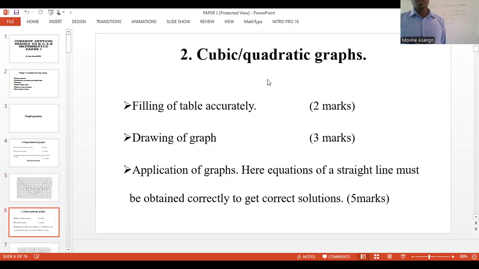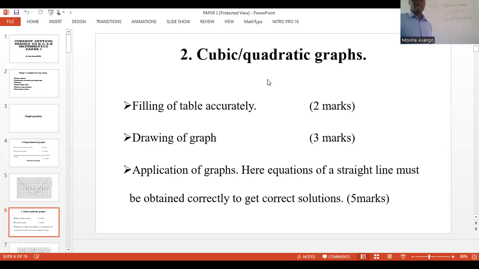The second type of graph, which also works similar to the first one, is quadratic and cubic graphs. The most important thing that you must know as a candidate is the shape of this graph, so that once you've drawn it, you can comfortably say that you did what was required. When I have an equation like y is equal to x squared plus 3x minus 6, so long as the power of x is 2, then that is called a quadratic graph. If I have y is equal to 3x cubed minus 6x squared plus 5x plus 8, the highest power of x there is 3, and therefore that is called a cubic. From the word cube, it's a cubic curve.